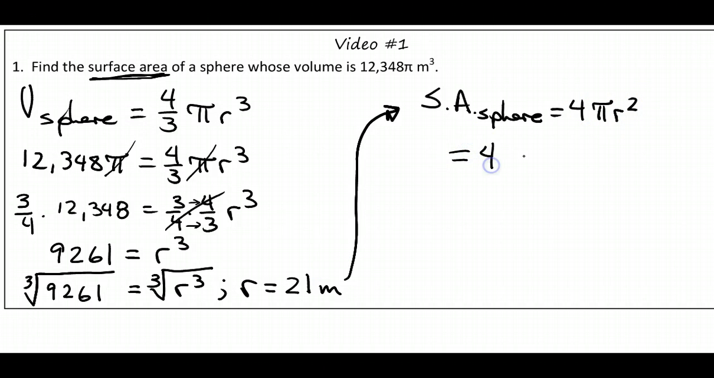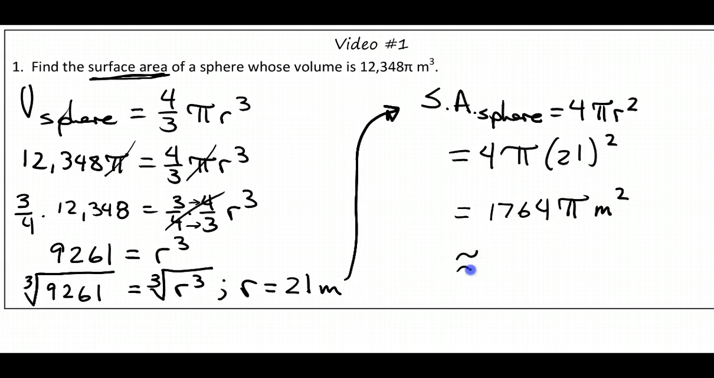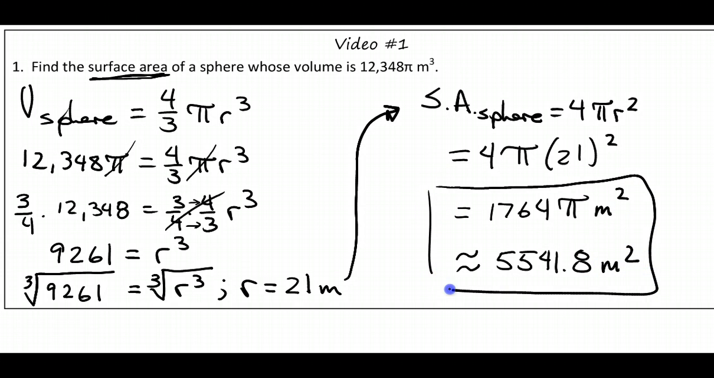So we're going to have 4 times pi times 21 squared, which as an exact answer in terms of pi would be 1,764 pi meters squared, which is approximately 5,541.8 meters squared. So either of these answers would be acceptable.